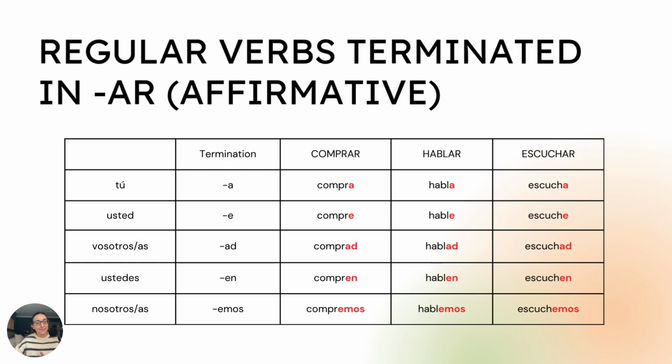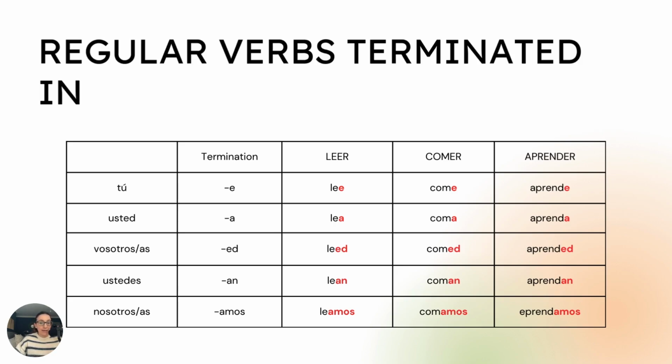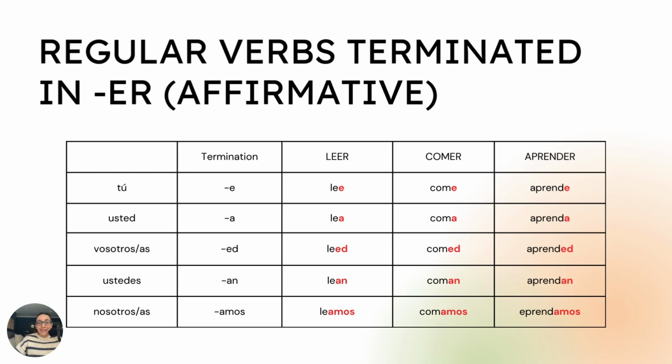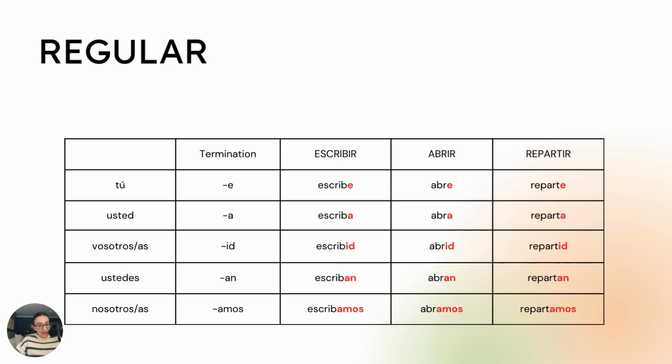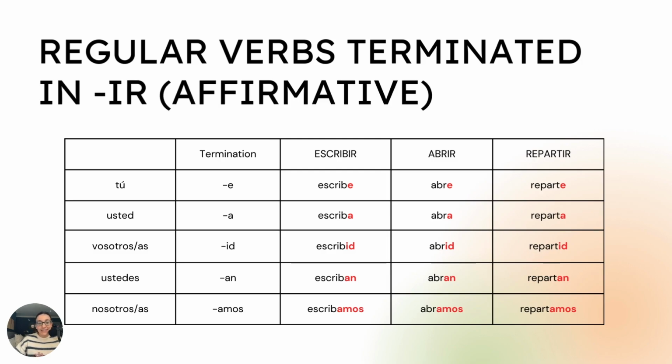But let's have a look at this. As you might know or may not know, so I'll tell you now, Spanish verbs are going to be regular or irregular. The regular ones break down into three parts. There will be verbs finishing in AR, like comprar. So this is what I mean by finishing in AR. Or they will finish in ER, like leer or comer or aprender. And there will be verbs finishing in IR, which are regular as well, for example escribir, abrir, repartir, etc.